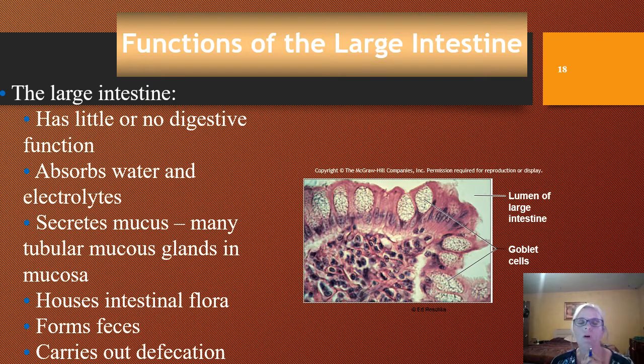The large intestine does not really have any digestive function. It does absorb some water and some electrolytes. We have goblet cells here, so we have some mucus secretion, and that's protective as well. This is where we have our intestinal flora, our good bacteria. This helps to maintain a balance in our system. It also, of course, forms feces, which is our waste products, and carries out defecation, which is basically just when you poop.